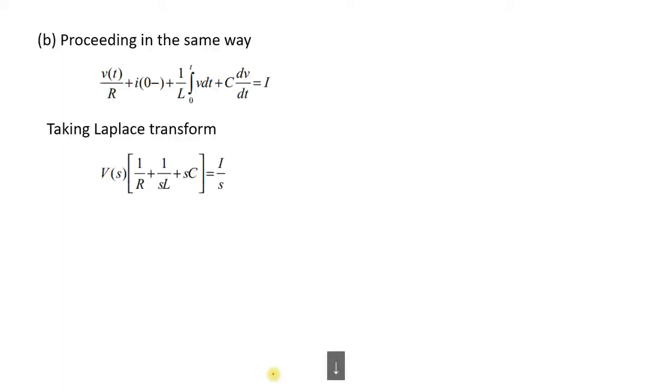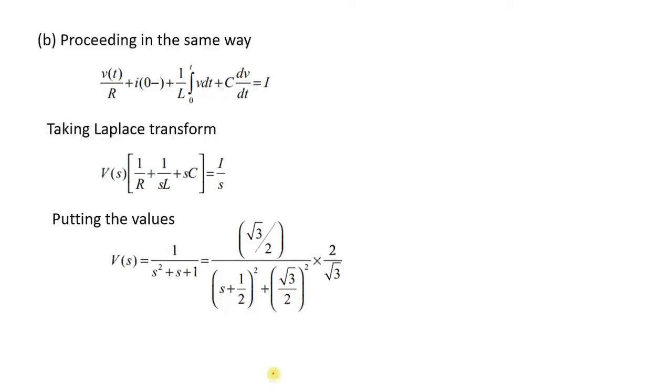Just take the Laplace transform, assume all the initial conditions are 0, substitute the values of R, L, C, and rearrange the equations. So consider this equation is in the form of s square plus 2 zeta omega n s plus omega n square. Here 2 zeta omega n is equal to 1, and omega n is equal to 1, therefore zeta is equal to 0.5, which is less than 1. So this corresponding system is an underdamped system.